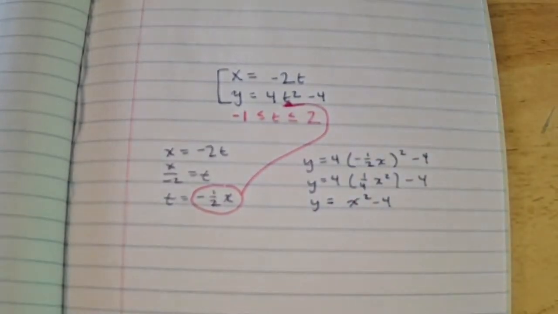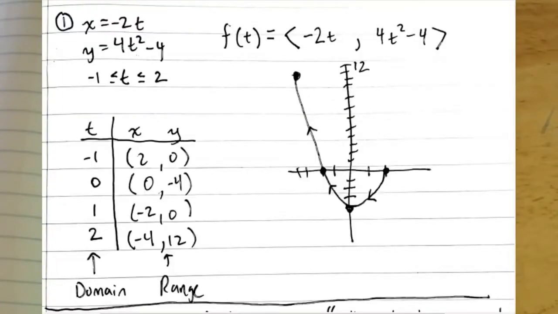Now you might think back to the set of parametric equations when we graphed them. Let me pull that up real quick. There was a restriction on the domain, right? We had negative 1 all the way to 2 as our t values. The way that played out is that we have an implicit restriction on the x values, where the smallest x value is negative 4 and the largest x value is positive 2.